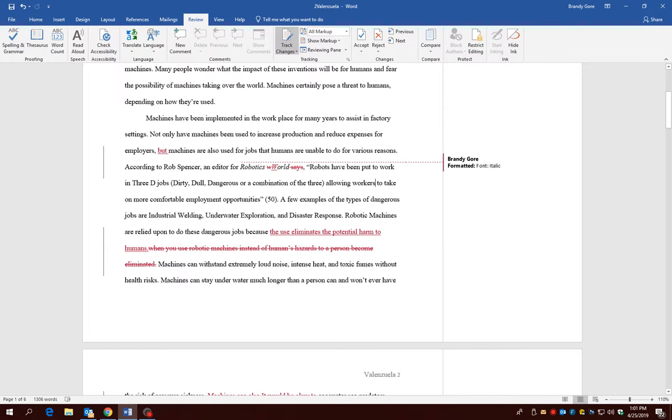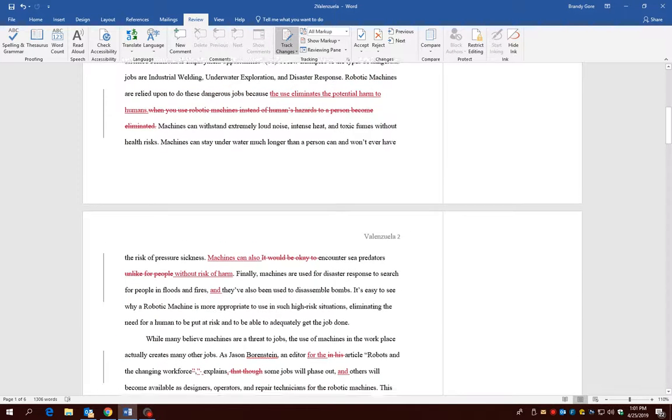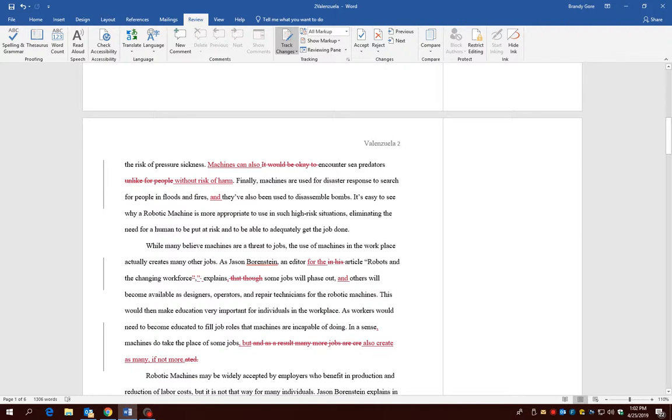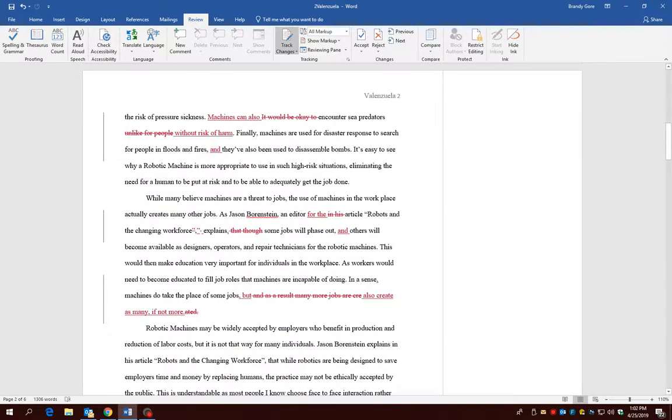So it's a little wordy, and it would actually need a comma right here if you kept it that way. I also had that no, you, okay? So instead, I just cleaned it up a little bit for her: because the use eliminates the potential harm to humans. Down here, it would be okay to say, let's say, machines can also encounter sea predators without risk of harm. Here we had a comma splice originally. By putting the word and in here, that takes care of that. Just cleaning up some language here.